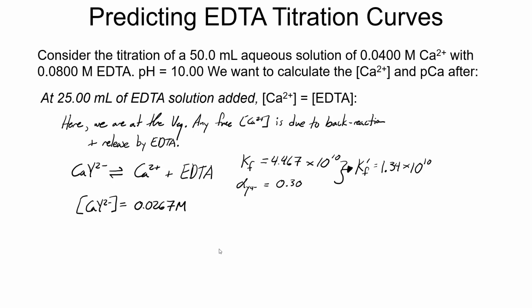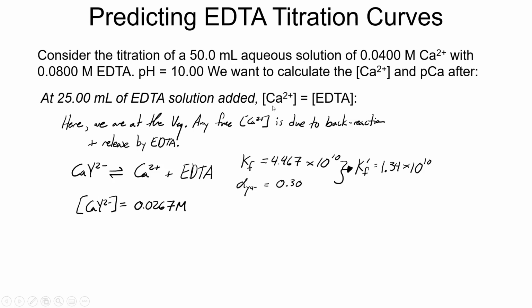So now, moving on from the 5 mL, let's calculate the calcium concentration right at the equivalence volume, which is 25 mL of EDTA solution added. So at this point, the key is that to reach the endpoint, we had to put in the same number of moles of EDTA as we had calcium, because calcium and EDTA react in a 1-to-1 stoichiometric ratio.